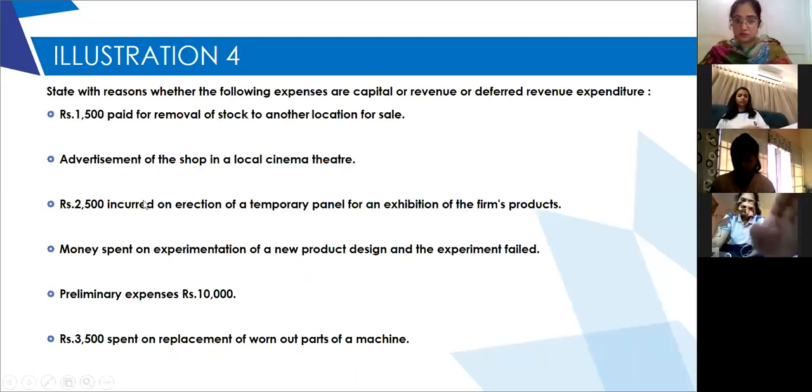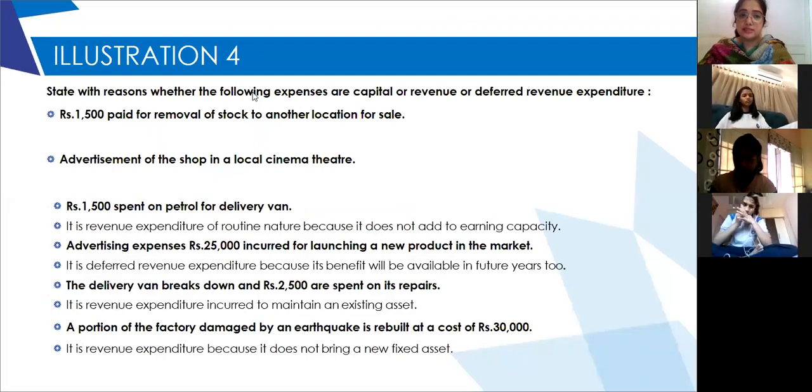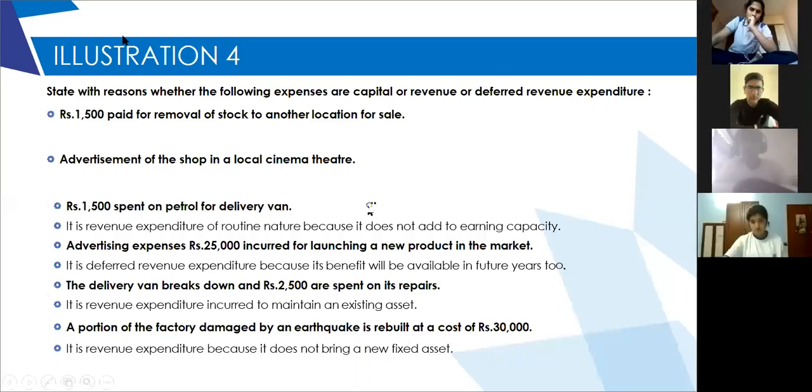One more, to make it clearer, and then I will go to your next part which you wanted to ask. State with reasons whether the following expenses are capital or revenue or deferred revenue. Okay, let's start. Who's going to say the first one? 1,500 paid for removal of stock to another location for sale.